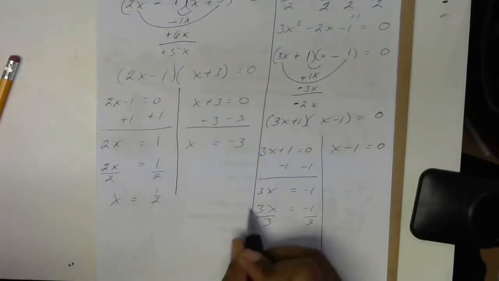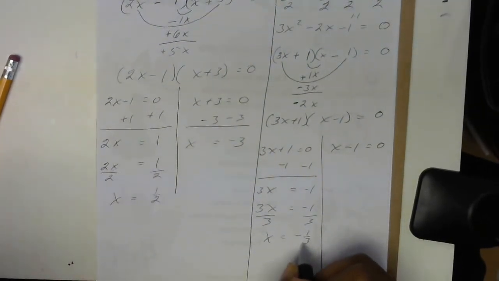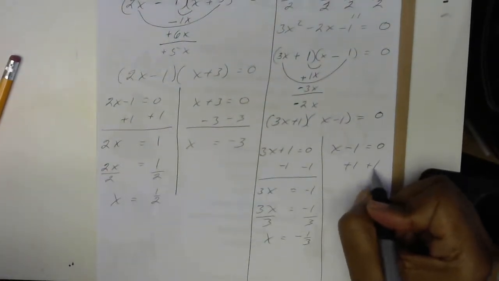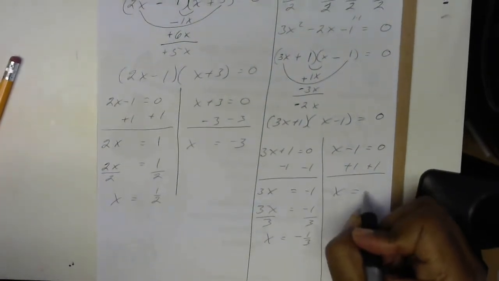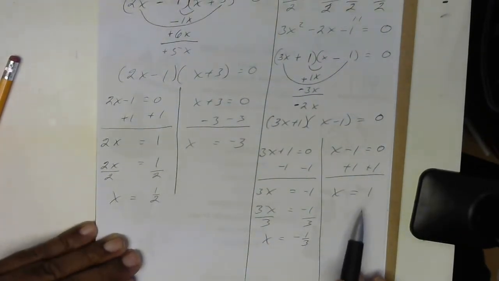And this will cancel out and give me 1x. And this will remain negative 1/3. For this one, I'm going to add 1 to both sides. And we'll get x equals 1. So our answers are negative 1 over 3 and 1.